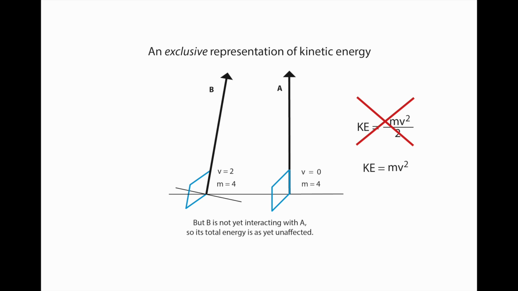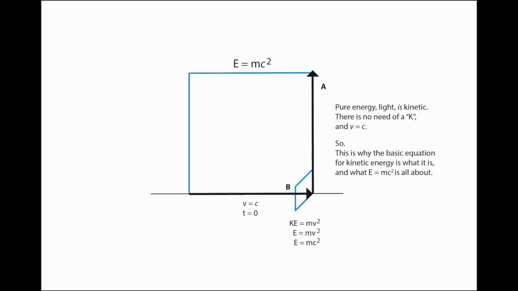The annihilation of 4 kilograms of body B would yield 4 times the quantity 300,000 squared, or 360 billion joules of energy. Confirmation would come in 1945 with the detonation of a nuclear bomb.